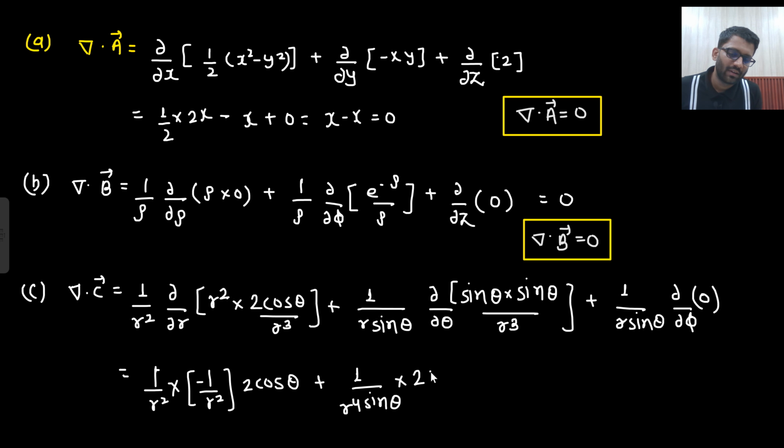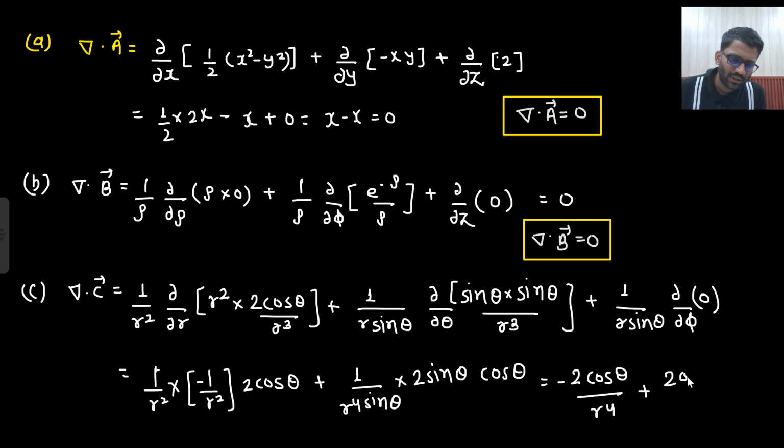So what you are going to get? 2 sin theta cos theta, right? So what you are going to get here? 2 cos theta divided by r to the power 4 minus 2 cos theta sin theta got cancelled plus 2 cos theta divided by r to the power 4. So what is the answer? 0. So what you are getting? Del dot C is also equal to 0.